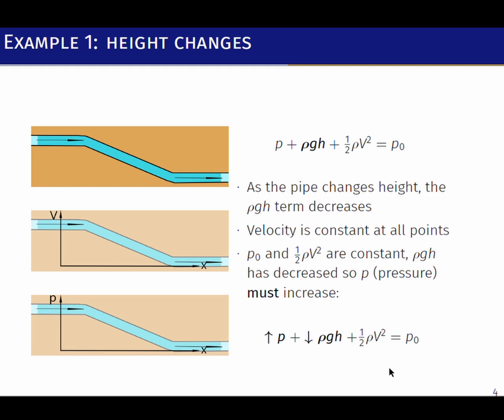As the pipe changes height, we're going to see a change in the hydrostatic pressure, or the rho gh term. In this case, the pipe is decreasing in height, so we'll see a decrease in the value of the rho gh term. Velocity is constant, as I've already said, which means that the half rho V squared term is also constant. And as I mentioned at the beginning, P naught, the total pressure, is constant. So, in order to balance the equation, if rho gh is decreasing, i.e. hydrostatic pressure is decreasing, then the static pressure, the P, must be increasing in order for the equation to stay valid.